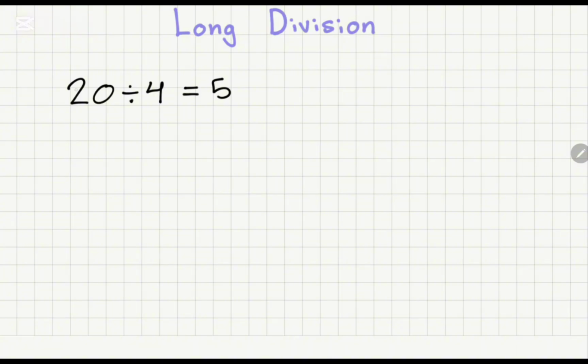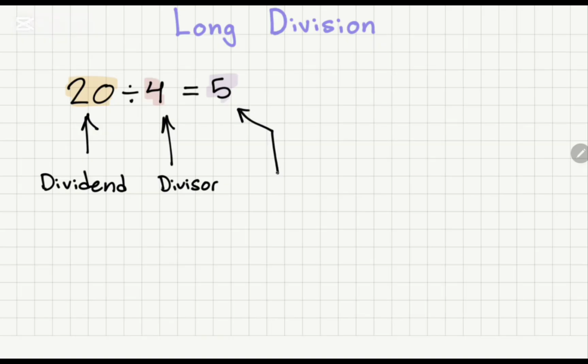Each of these numbers has a specific name to it. So, our 20 is called the dividend. Our 4 is called the divisor. And our 5 is called a quotient. Okay, so our quotient is just a fancy word for our answer.